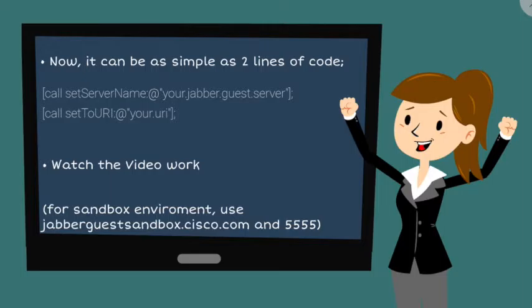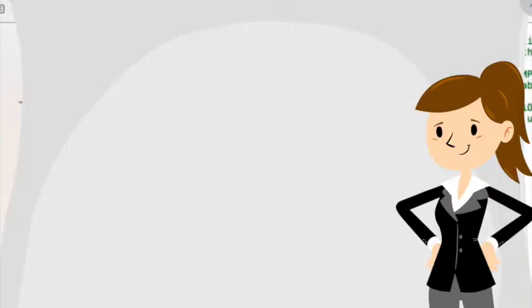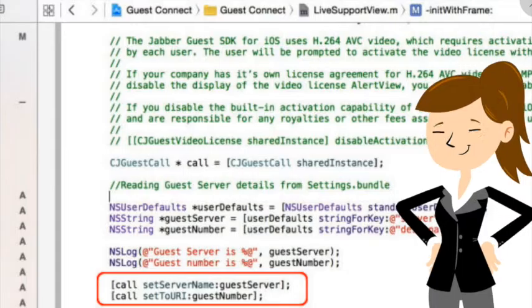Cisco has provided a sandbox environment for which those respective fields will be jabberguestsandbox.cisco.com and the set to URI will be 5555. And here's a snippet straight from Xcode of how those 2 values will appear in our code.